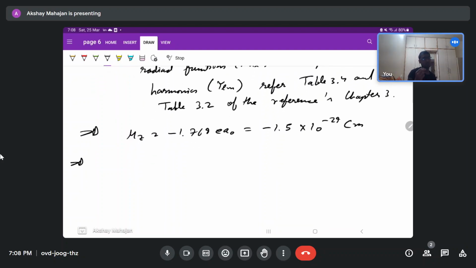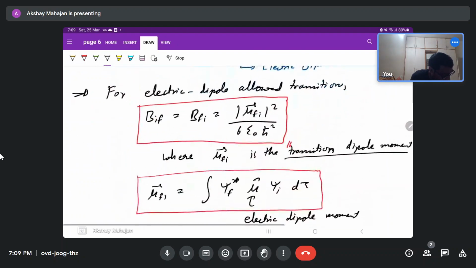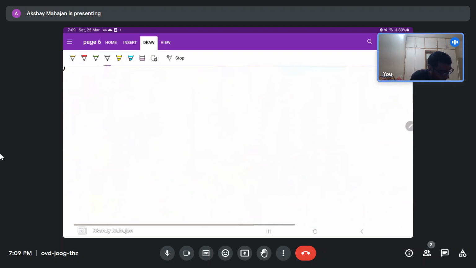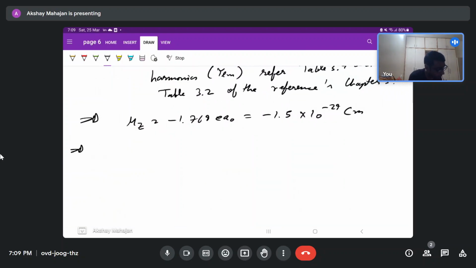Now other than mu z, for 3pz we have mu z. Similarly, we will have the transition dipole moment for the 3px and 3py orbitals as well. Since the 2s orbital is symmetrical, we know that the contribution from all three of them will be the same. That's what we are writing.